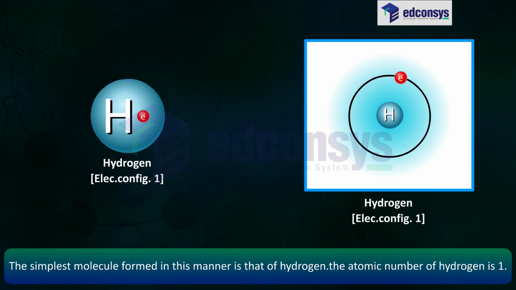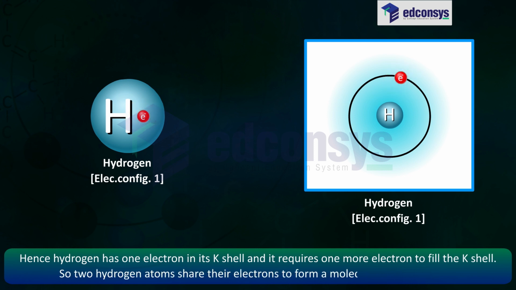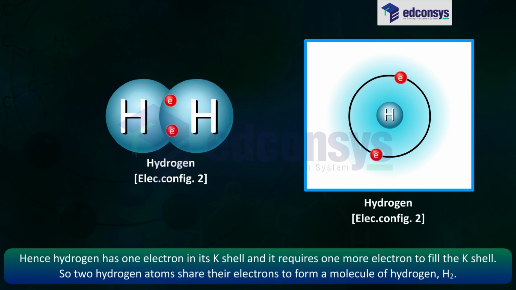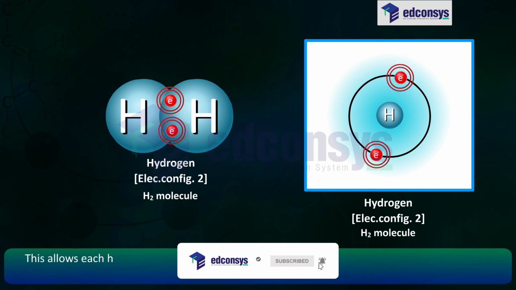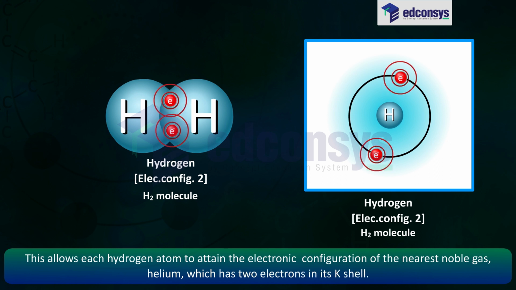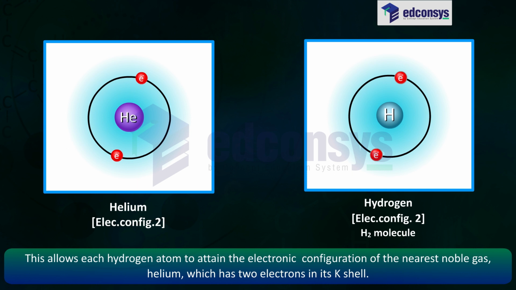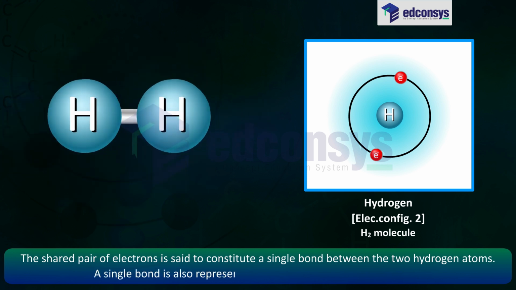The atomic number of hydrogen is 1. Hence, hydrogen has 1 electron in its K shell and it requires 1 more electron to fill the K shell. So 2 hydrogen atoms share their electrons to form a molecule of hydrogen, H2. This allows each hydrogen atom to attain the electronic configuration of the nearest noble gas, helium, which has 2 electrons in its K shell. The shared pair of electrons is said to constitute a single bond between the 2 hydrogen atoms. A single bond is also represented by a line between the 2 atoms.